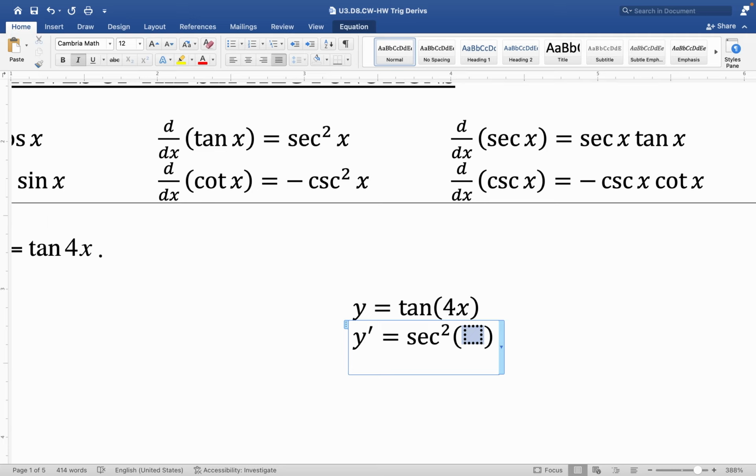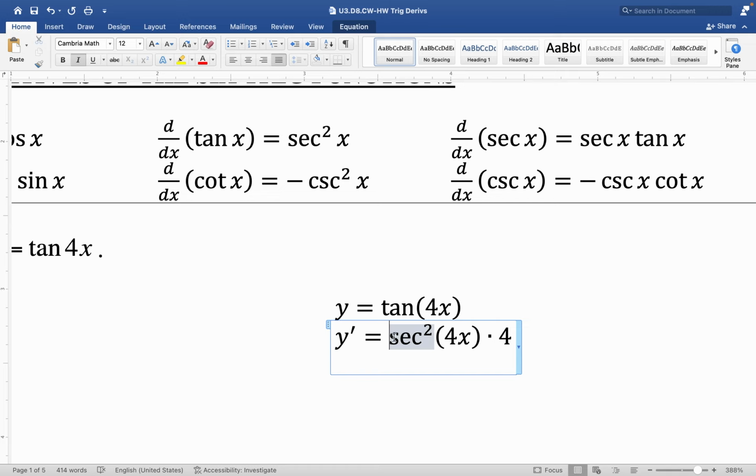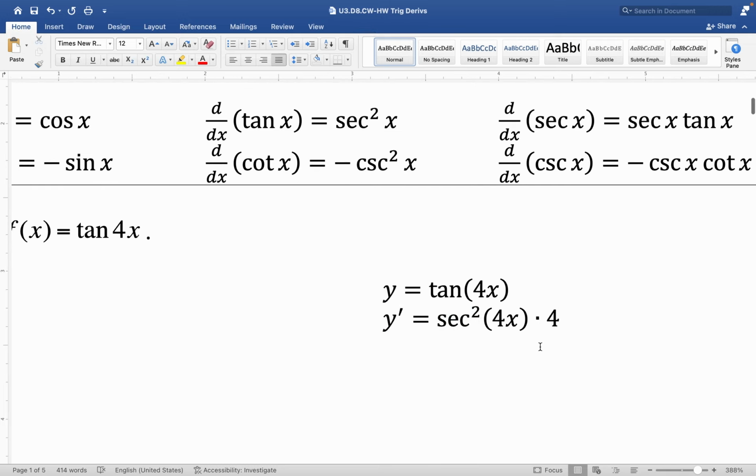What goes inside the blank? Well, just the original inside function 4x. But you're not done. The chain rule says you still have to multiply by the derivative of the inside function, which is 4, and so that's our derivative. Maybe you could put the 4 up front. Coefficients kind of belong up front, but whatever. That's basically it. So that's a pretty fast example.